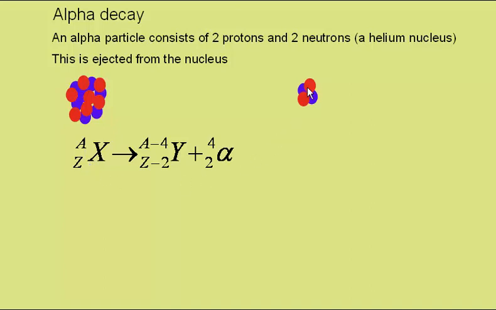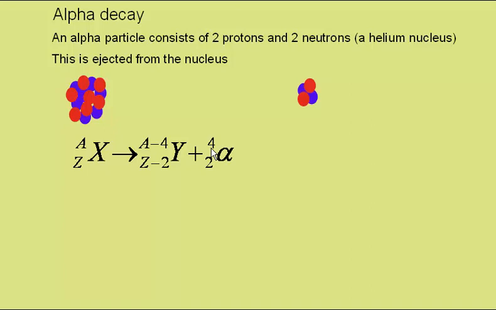The alpha consists of 2 protons, and so Z is going to reduce by 2 in the daughter nucleus Y. The alpha has 1, 2, 3, 4 nucleons, so the nucleon number will reduce by 4 in the daughter nucleus. And there is the alpha particle with proton number 2 and nucleon number 4.